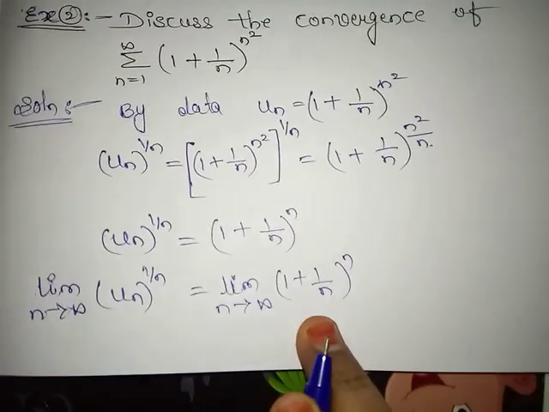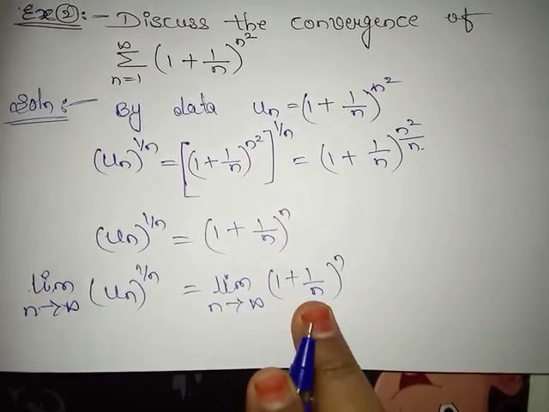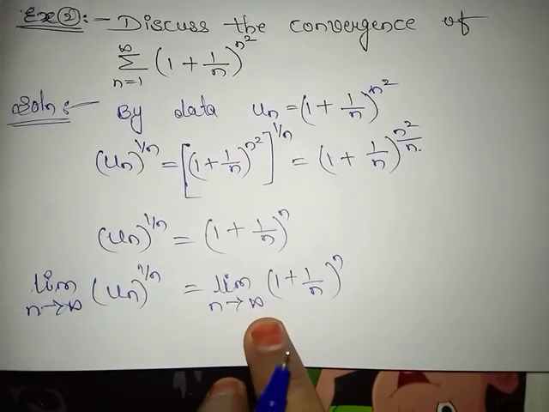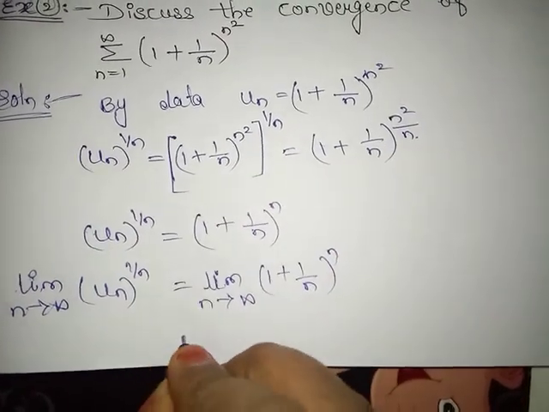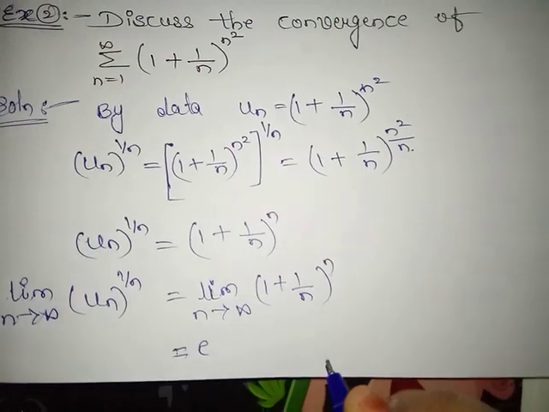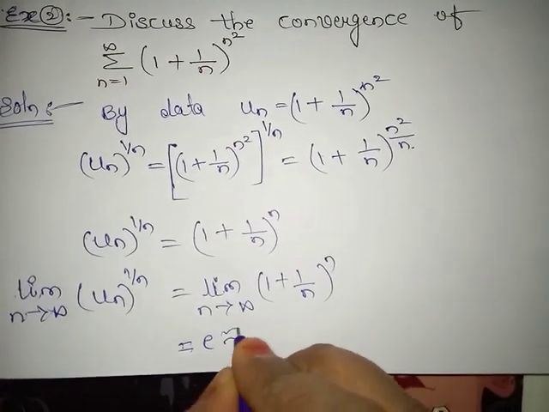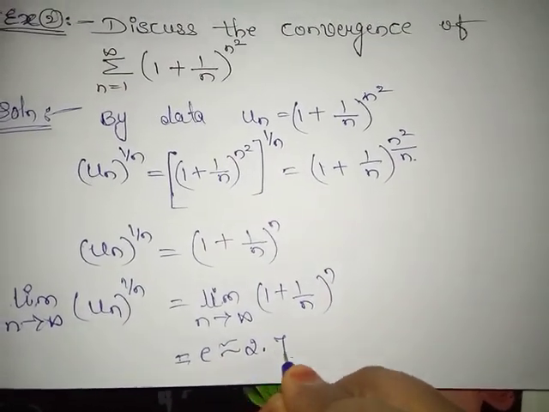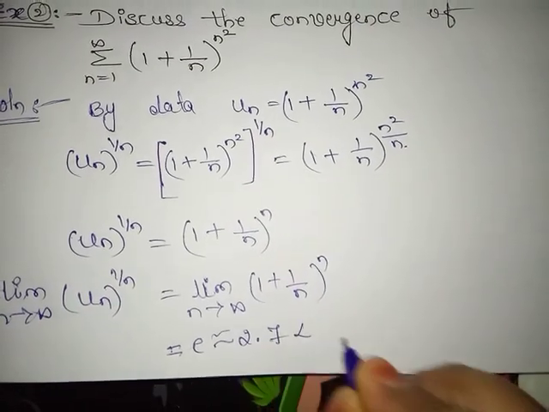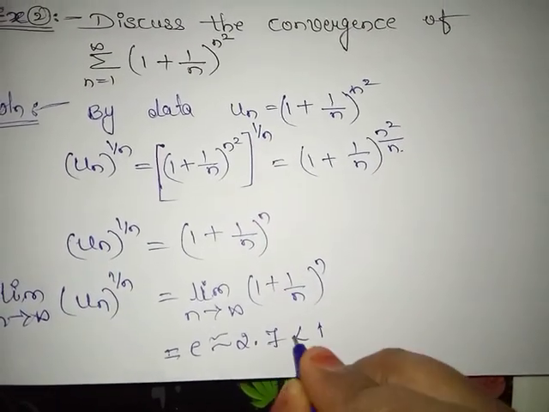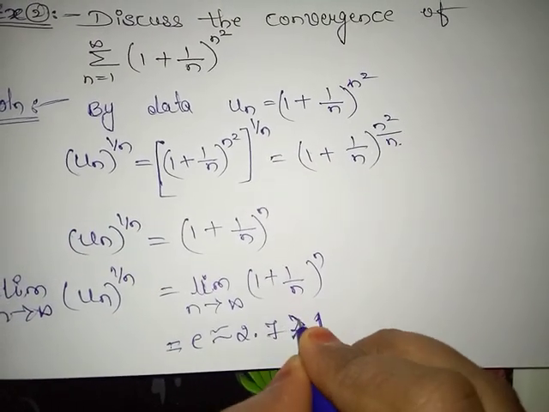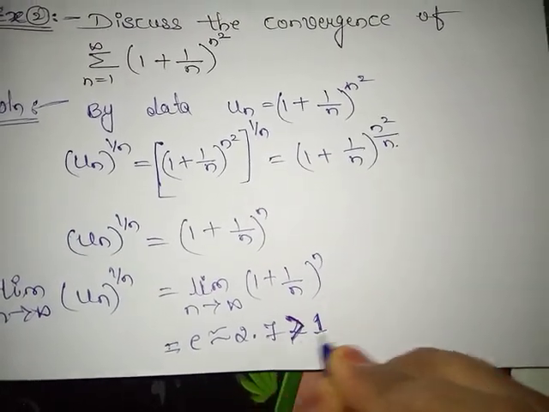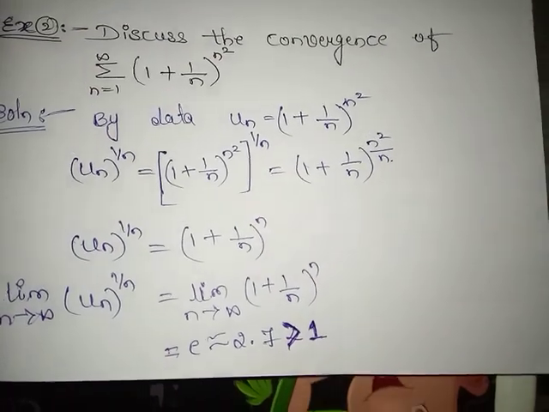See, this is our standard result. We know that limit n tends to infinity 1 plus 1 by n raised to n is e, and we know that this is numerically equal to 2.7, which is greater than 1.